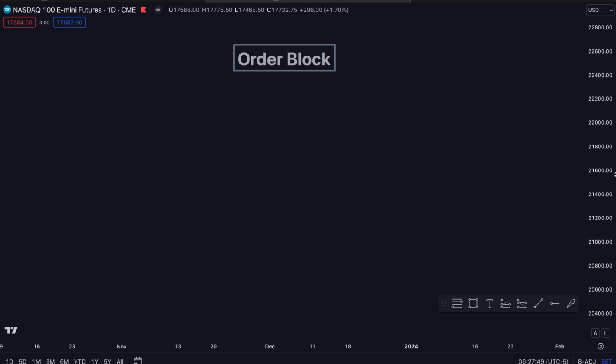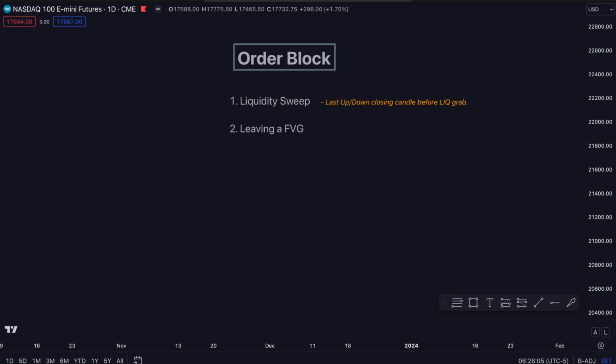What's the best way to trade an order block? Well, high probability order blocks are formed after 1, a liquidity sweep, or 2, leaving a fair value gap. Let's go over liquidity sweeps first. So to identify an order block, it's the last up/down closing candle before a liquidity grab.